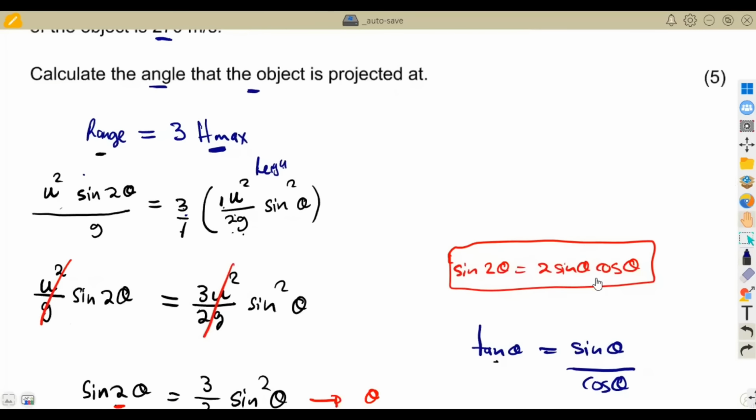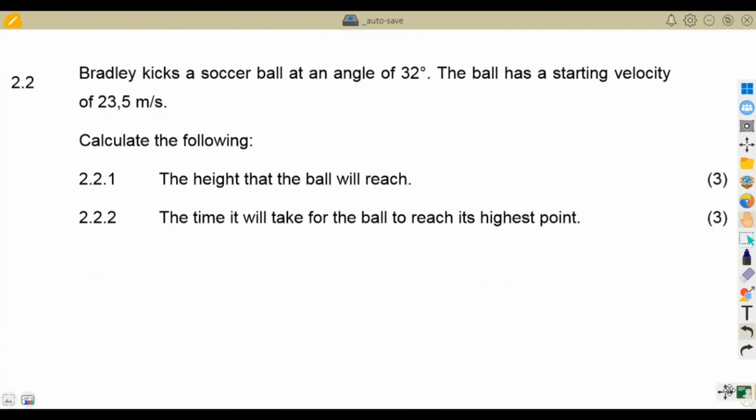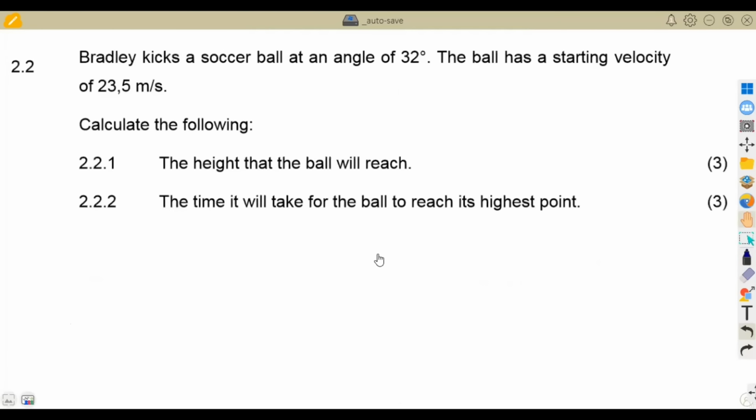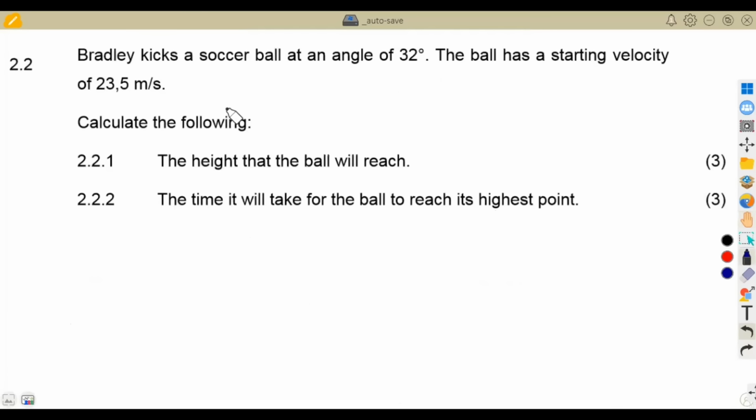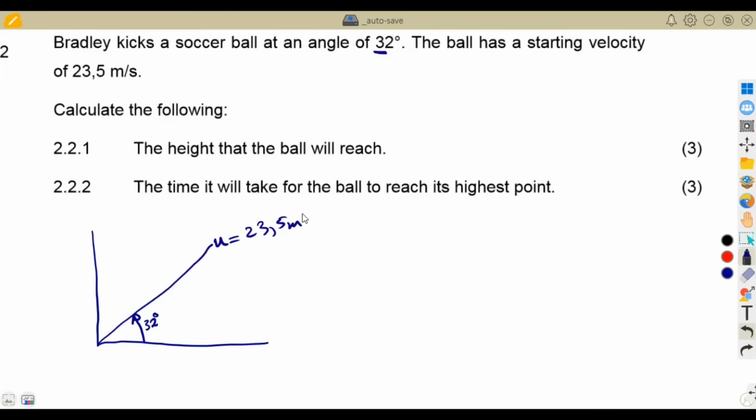That is the idea there. All right, so let us check another part of our questions that we have here. We are given that Bradley kicks a soccer ball at an angle of 32 degrees. The ball has a starting velocity of 23.5 meters per second. So we are given that Bradley kicked a ball at an angle of 32 degrees, having an initial velocity of 23.5 meters per second.